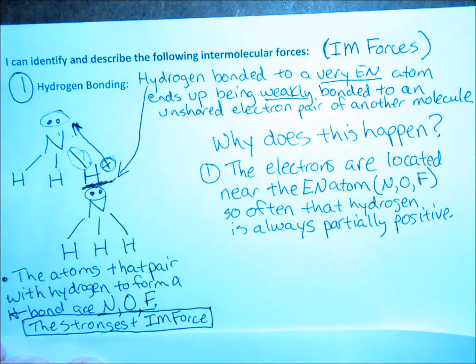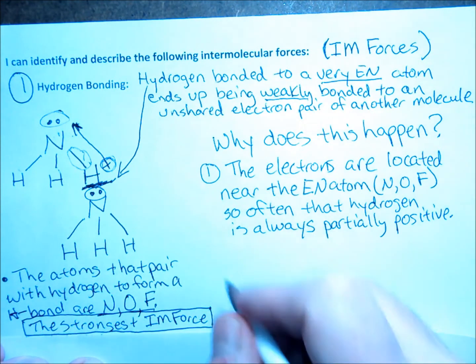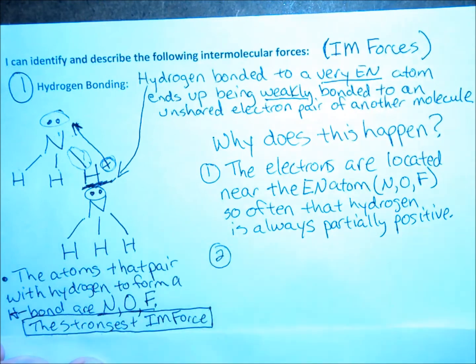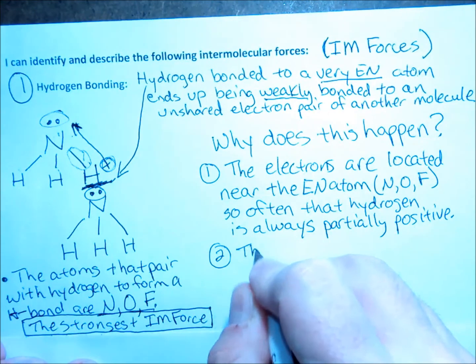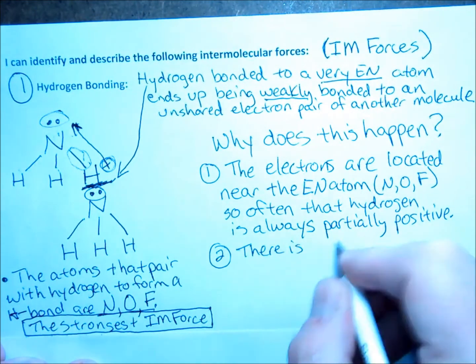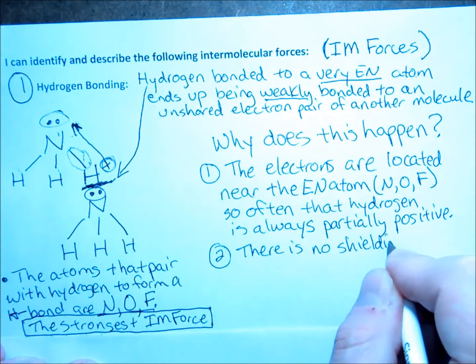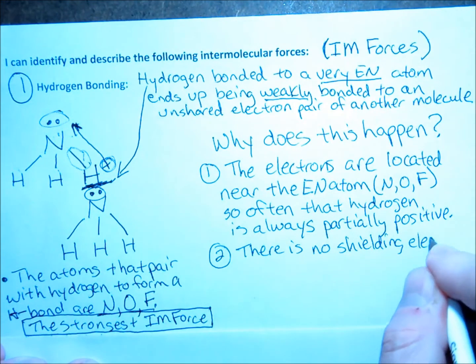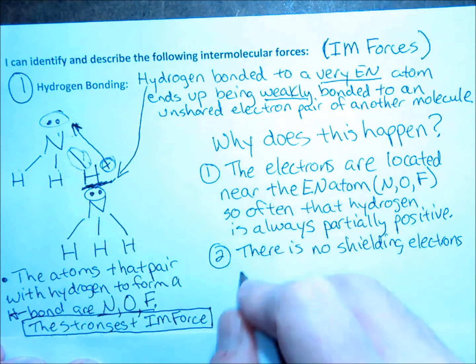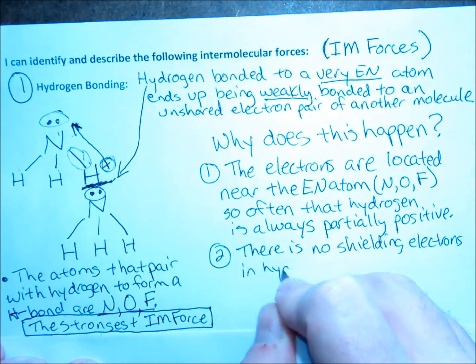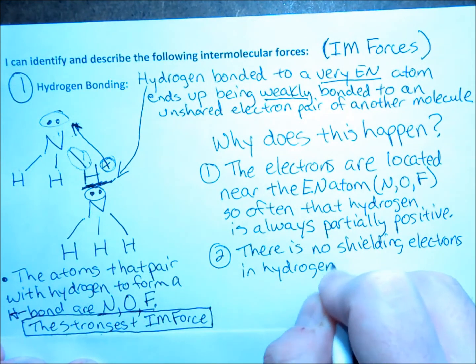And here's the other key component. It's the fact that hydrogen is so small. It doesn't have any shielding between its valence electrons and the nucleus. In fact, once those electrons are away from the hydrogen, there really are no valence electrons. So we can say there is no shielding electrons in hydrogen.